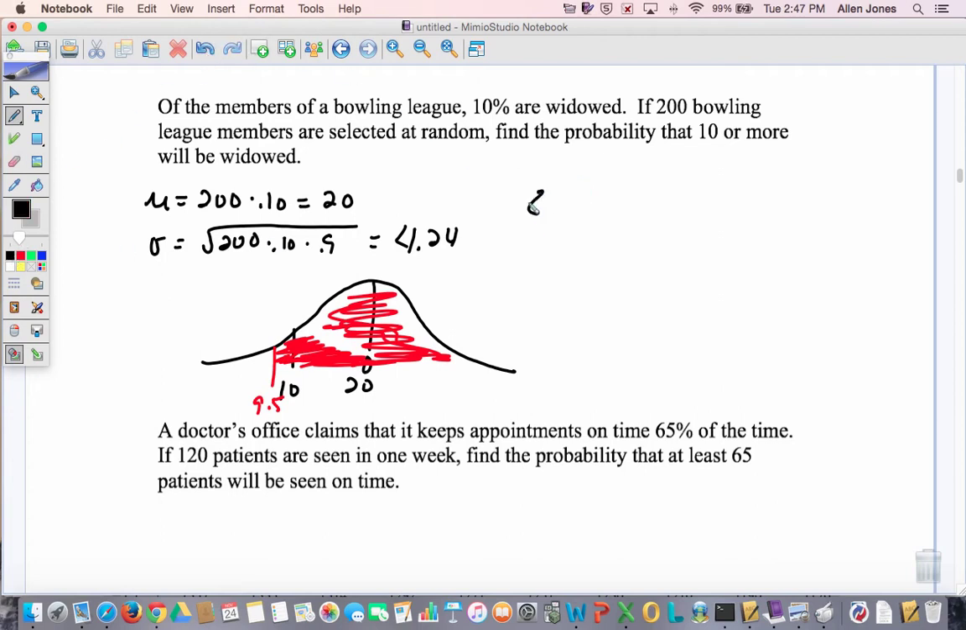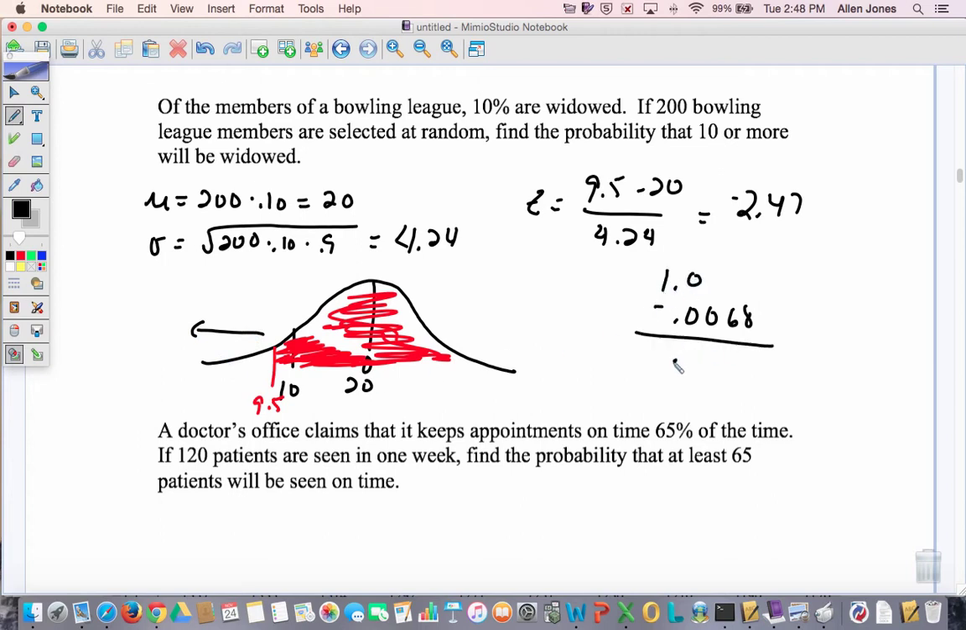Our z-score then is that correction of 9.5 minus our mean of 20 over a standard deviation of 4.24 gives me a z-score of negative 2.47. I look that number up in the table and it's 0.0068. Again, 0.0068 is our area to the left. We want the area to the right, so we'll subtract that from 1 and we get 0.9932.